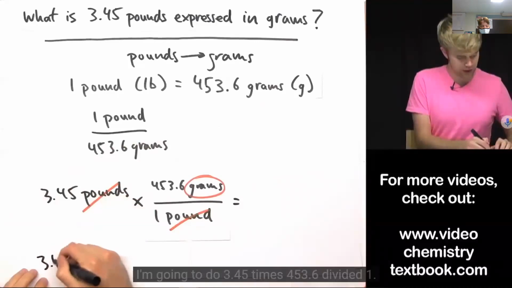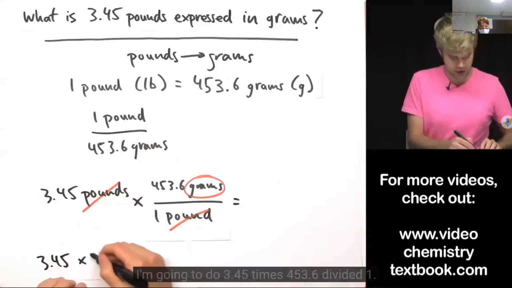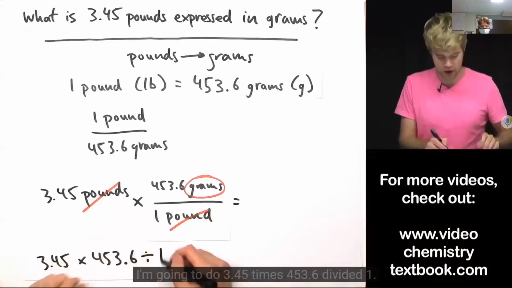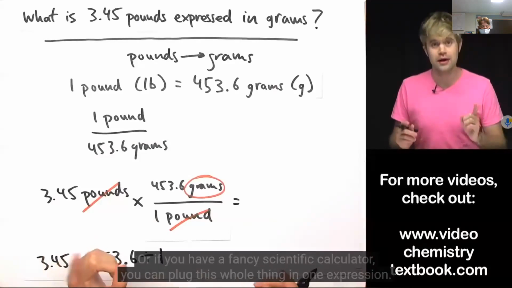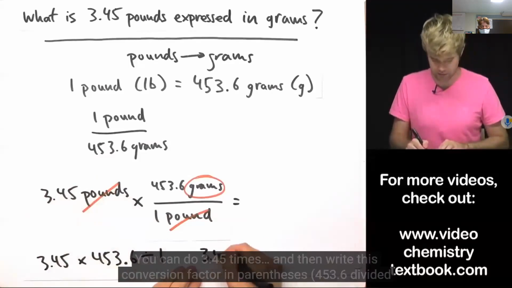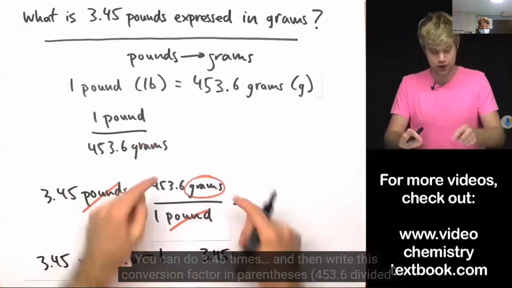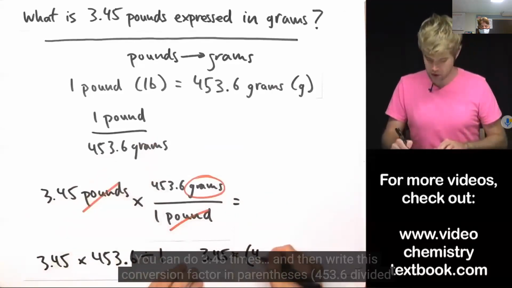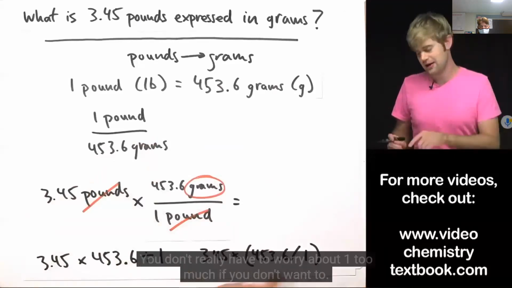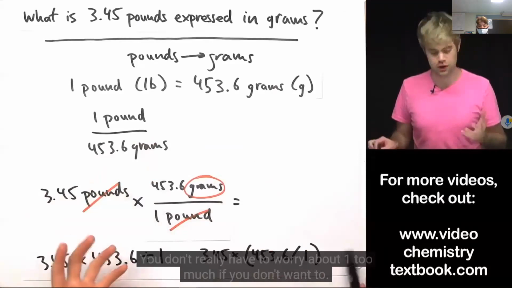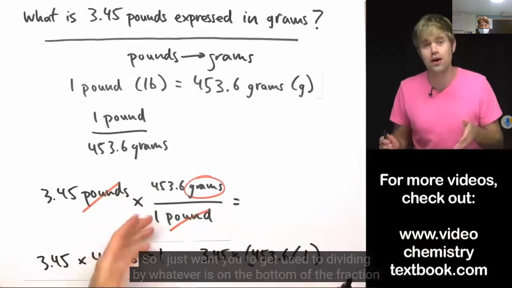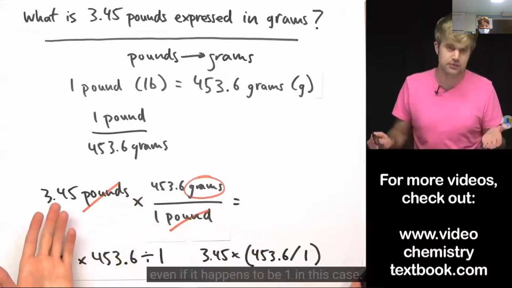I'm going to do 3.45 times 453.6 divided by 1. Or, if you have a fancy scientific calculator, you can plug this whole thing in as one expression. You can do 3.45 times, and then write this conversion factor in parentheses, 453.6 divided by 1. Now, you don't really have to worry about the 1 too much if you don't want to. I'm just putting it there because sometimes this won't be a 1. So I just want you to get used to dividing by whatever is on the bottom of the fraction, even if it happens to be 1 in this case.